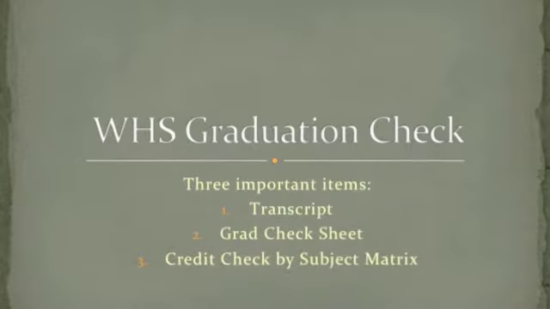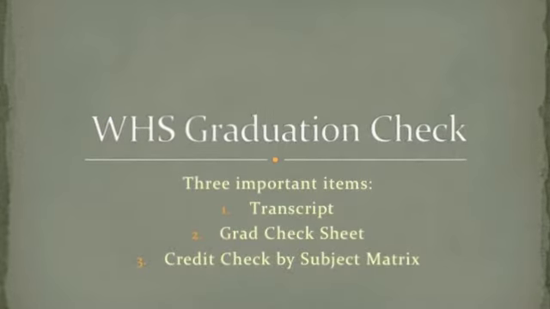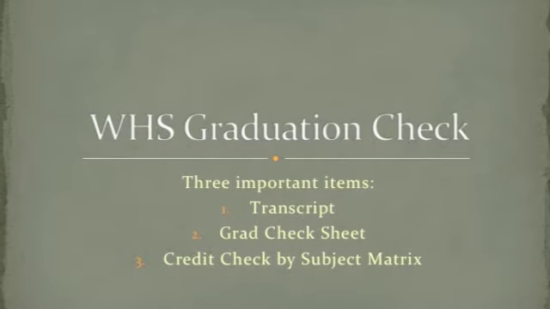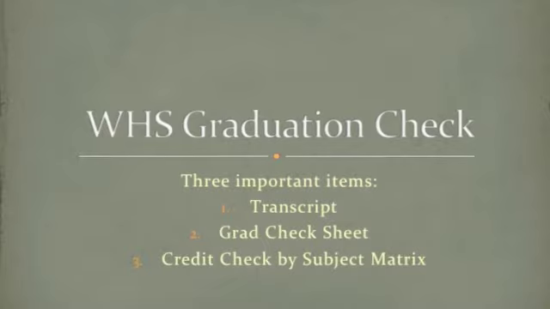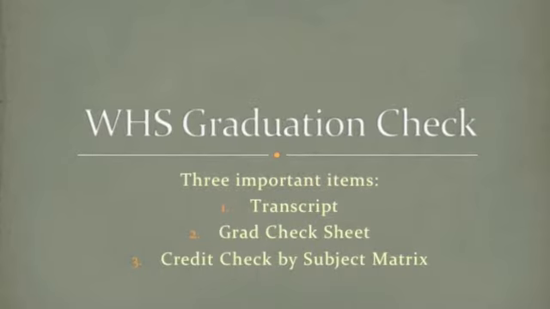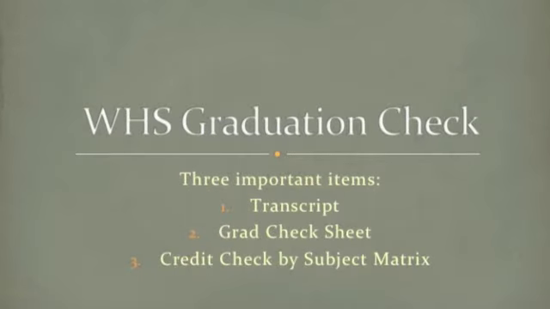Today you're going to be doing your Washougal High School graduation check sheet. This is going to help you be prepared for forecasting in the next couple of weeks. There are 3 important items that you have with you today: 1, your transcript; 2, your grad check sheet; and number 3, your credit check by subject matrix. We'll be covering these items here so you understand how they're used.